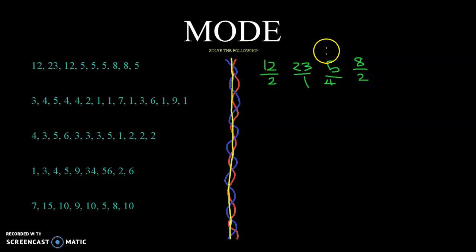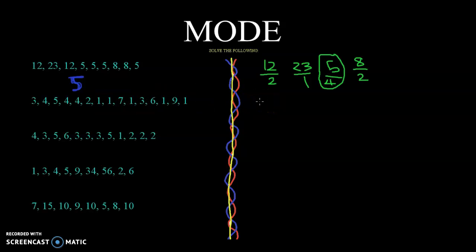So I think we found our mode. It's probably 5 because it comes up the most. So let's write it down. I thought it would be 23 because it's the highest number. No, that's not how it works. It's just whichever number comes up the most. That will be the mode. Okay, let's move on to the next one.